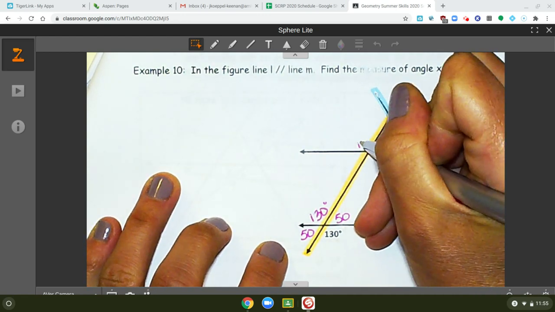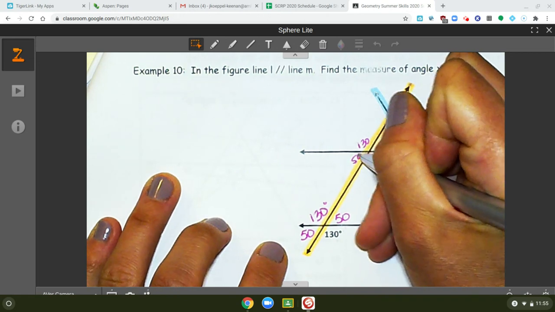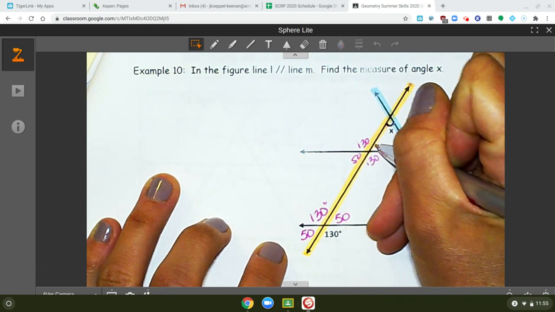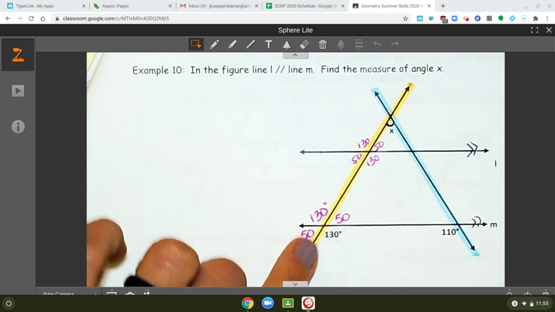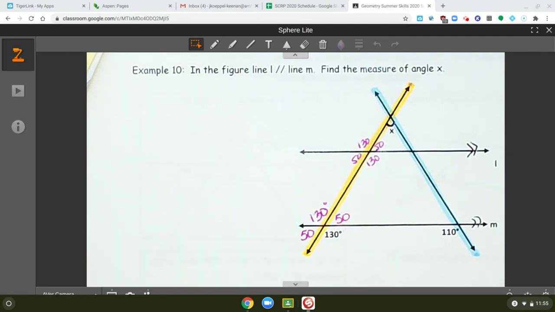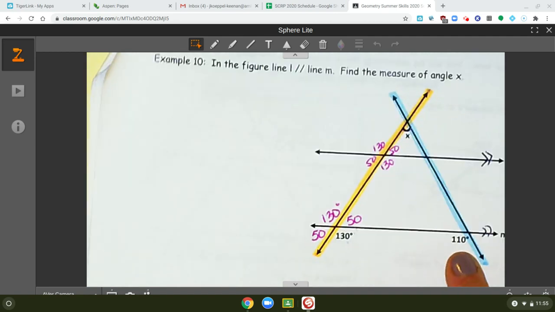So I can match those up. So 130, 50, 130, and 50. Because they're both on the orange, their angles match up. Now let's go over to the second transversal, which is my blue transversal.